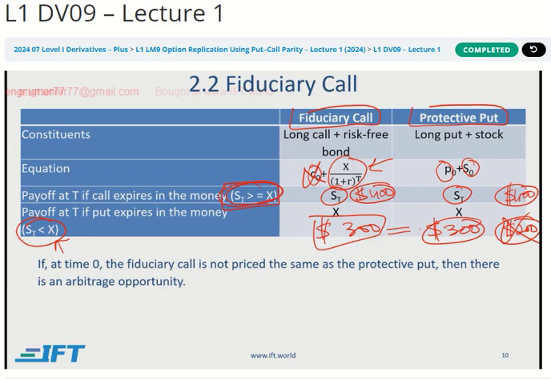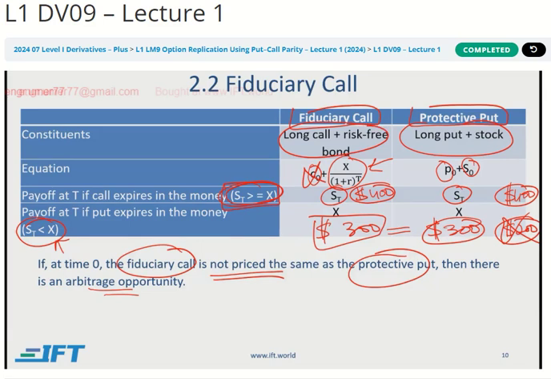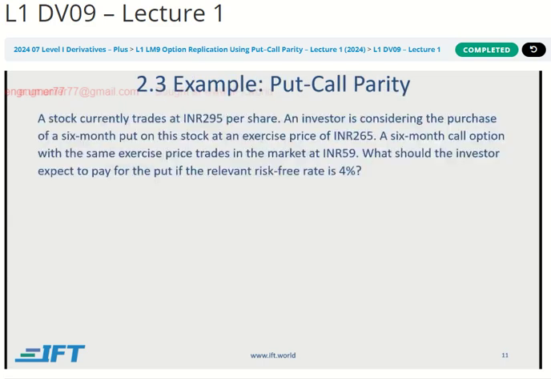So this is the whole point, that put call parity is showing that a fiduciary call should always be equal to a protective put, and if it is not, that means there is an arbitrage opportunity and you can make free money by replicating this situation. And if, let's say for example, this is less, then you can buy this and sell this, and vice versa.